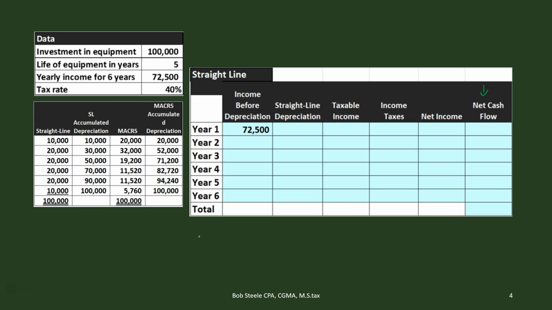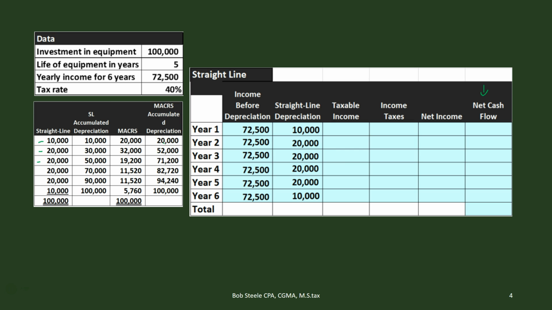Okay, so we're going to say the income before depreciation is just a given. We're going to have the 72,500. That's going to be a given, so we have that all the way down. 72,500 will be the income. It's going to be an even income before we take into account the taxes, and that's the income we're assuming is increased by the purchase of the equipment. And then we're going to say that the straight line depreciation is 10,000. So we have 10,000 here, and we're just pulling this number over in year 1 from the straight line area, and that's going to be the straight line depreciation for years 1 through 6.